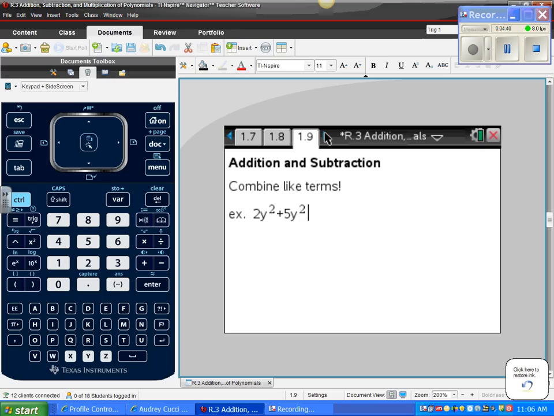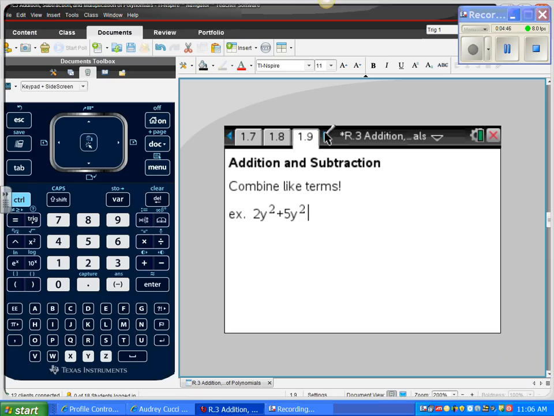Next page, addition and subtraction. We're combining like terms. You guys have been doing this forever. This should be plain and simple. Remember, like terms means same base, same exponent. Okay? All you do is you add the coefficients. 2 plus 5 gives you 7, and we have 7y squared. We do not change the variable or the exponent.